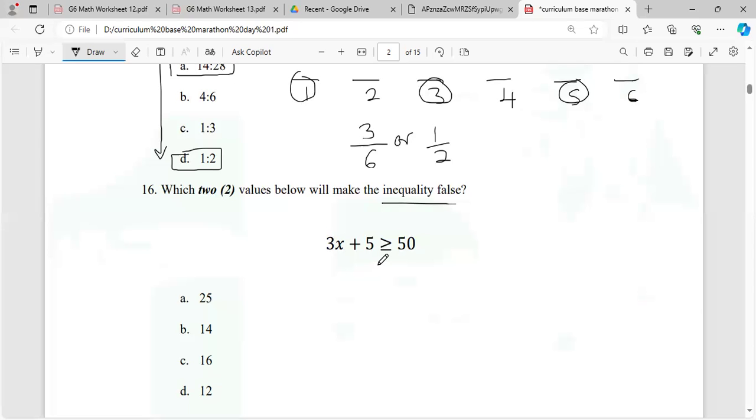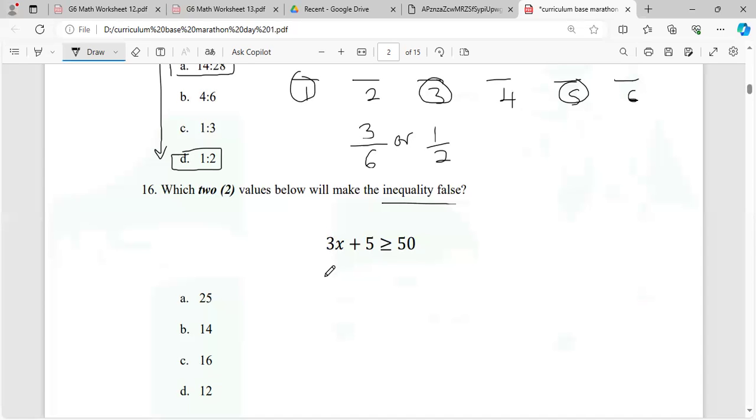I'm just trying to figure out what 3x plus 5 means. I would use the option: 3 times the number plus 5. Alright, somebody said they will use the option. I would say that x is that option and work it out to see if it's greater than or equal to 50. Alright, that is it, guys. So let us do it.